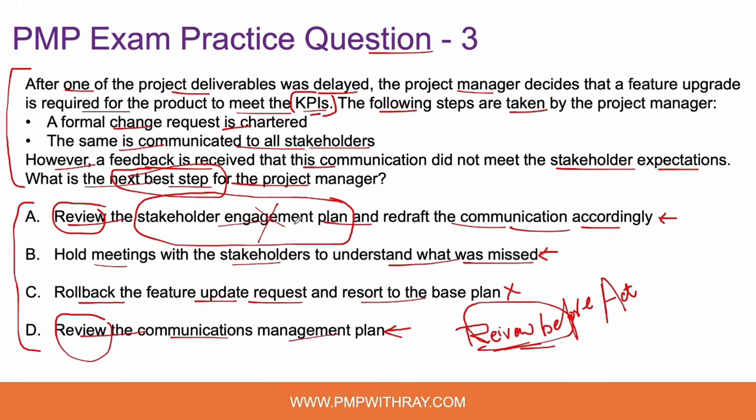It doesn't discuss much about the way you should be communicating with your stakeholders. So even if option A talks about review, it is giving you an incorrect document or an incorrect artifact to review. That is why option A is off the table.